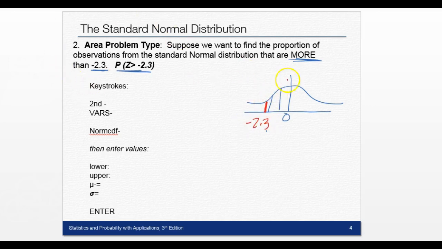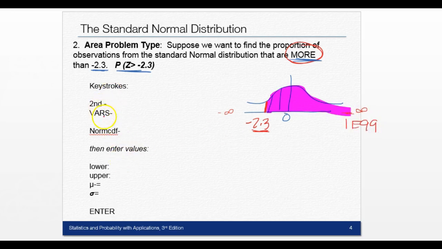Now, it's asking for more than, so I want to make sure that I visualize what's going on. That's why you graph it, that's why you shade it. So I shade to the right this time. As far as boundaries, our lower bound is negative 2.3. If you think of this as a number line, this is going to negative, this is going to positive. So our upper bound would be 1e to the 99.